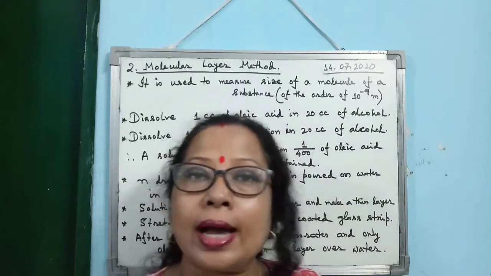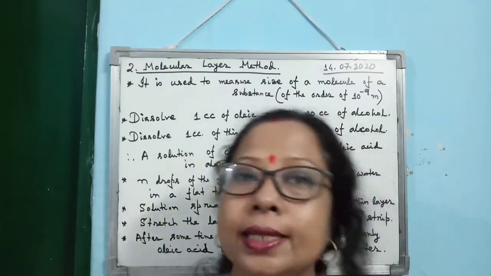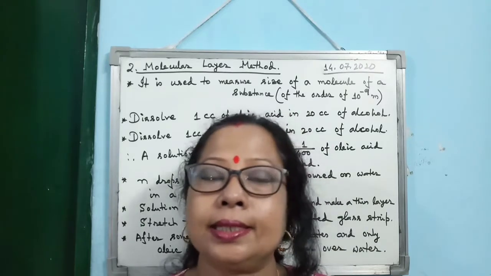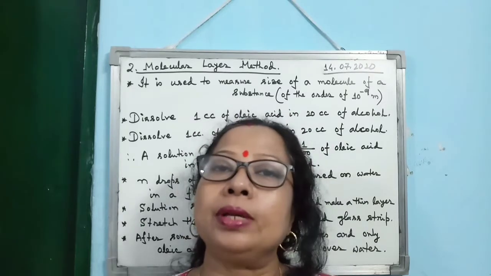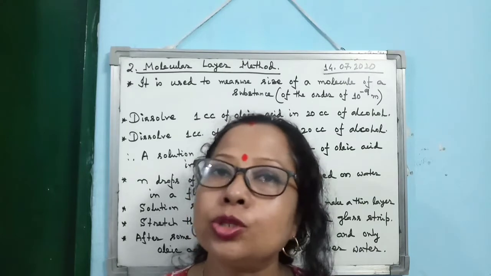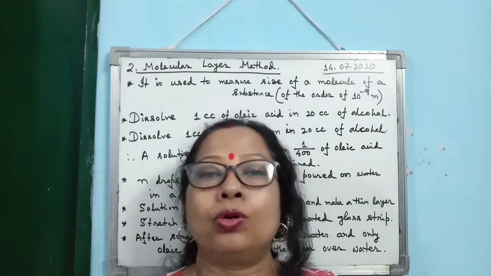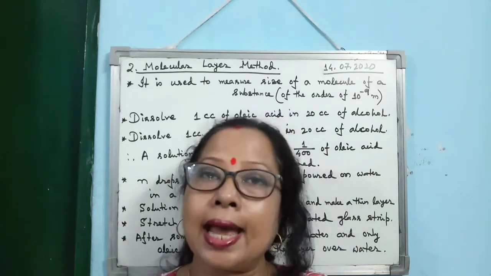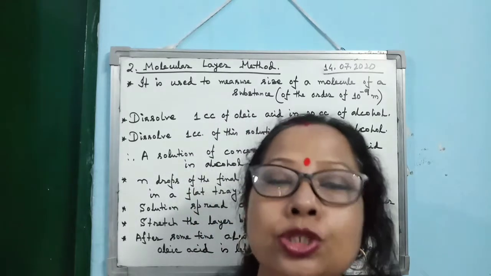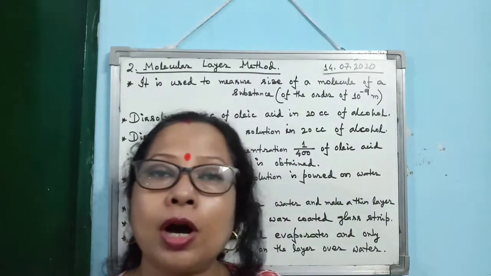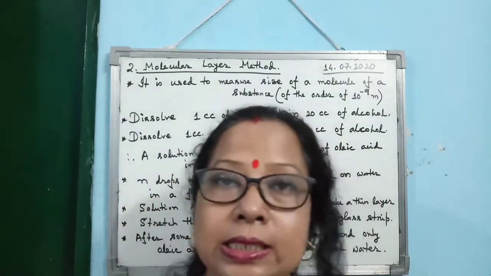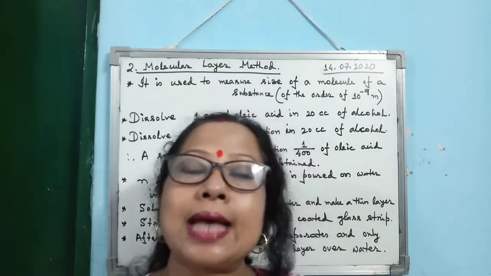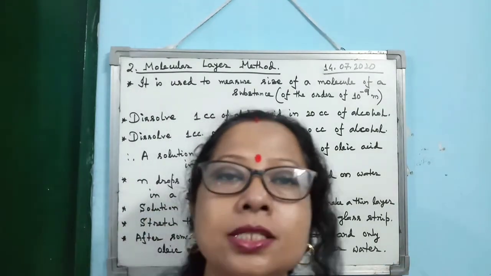First we take 1 centimeter cube of oleic acid and dissolve it into 20 centimeter cube of alcohol. So a solution is prepared. Now take 1 centimeter cube of this solution and again add it to 20 centimeter cube of alcohol. Centimeter cube means cc. So 20 cc of alcohol. So you see what is happening in the final solution.